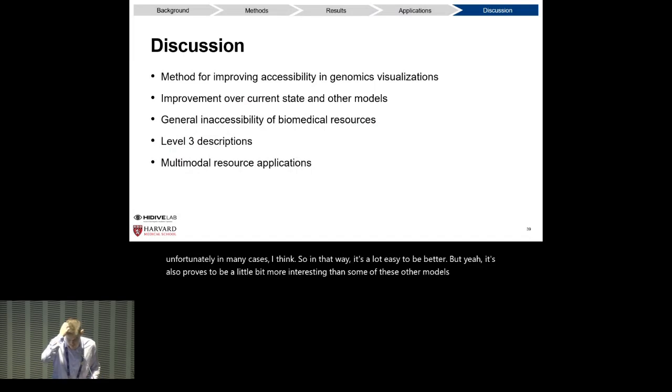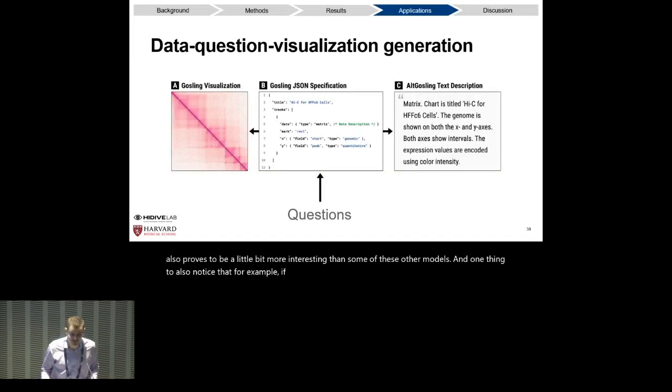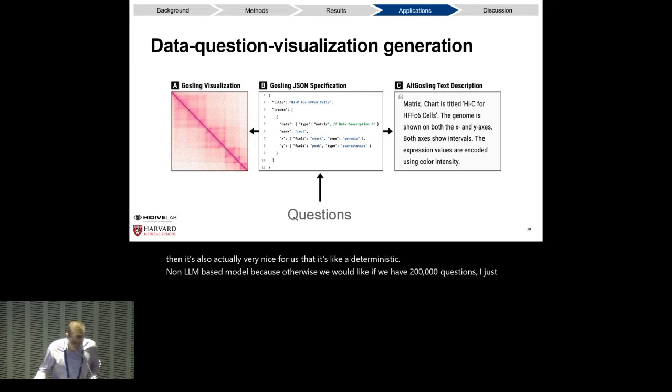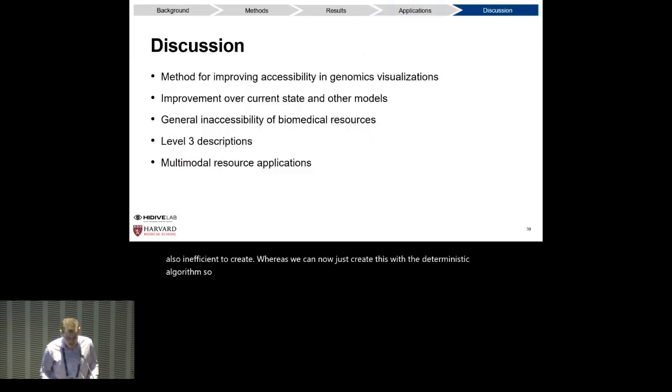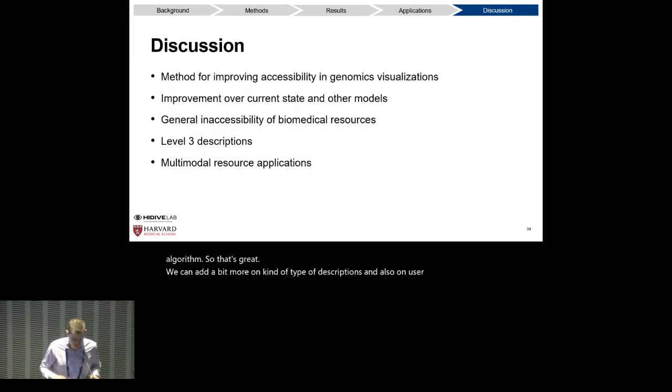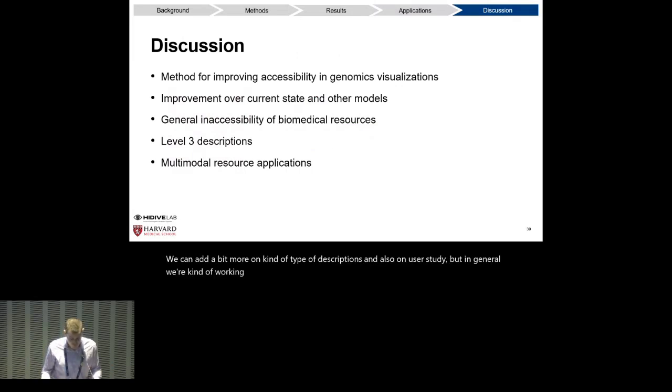And one thing to also note is that if we create this really big data set with all of these questions, then it's very nice that it's a deterministic non-LLM based model. Otherwise, if we have 200,000 questions, which I just heard from this one data set, that would create a lot of tokens. It would be costly and also inefficient, whereas we can now just create this with the deterministic algorithm. So that's great. We can add a bit more on the type of descriptions and also on the user study. But in general, we're working on building this multimodal resource.